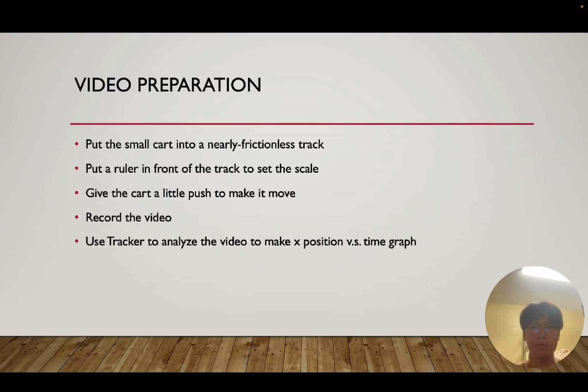In the video preparation, we first put the small car onto a nearly frictionless track and put a ruler in front of the track to set the scale, and give the car a little push to make it move. We record the video, and we use the software Tracker to analyze the video to make an X position versus time graph.